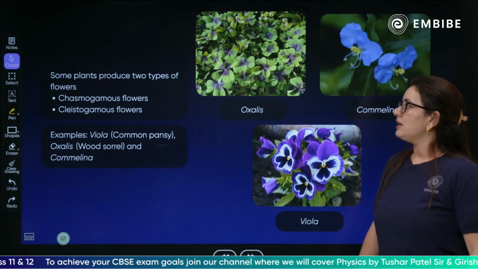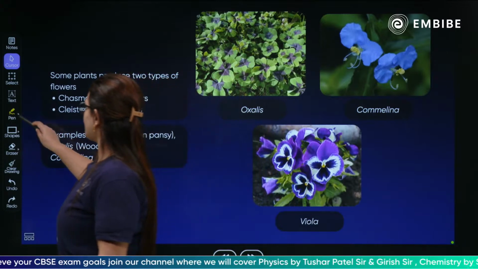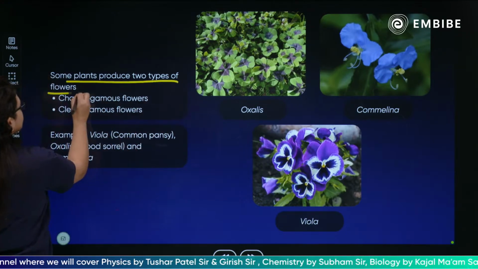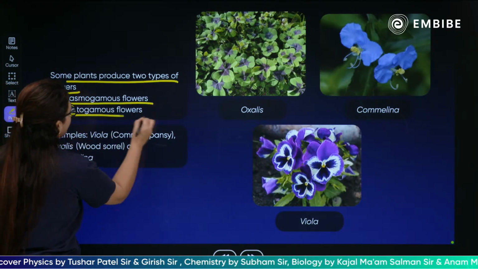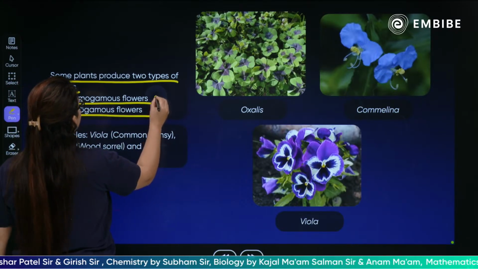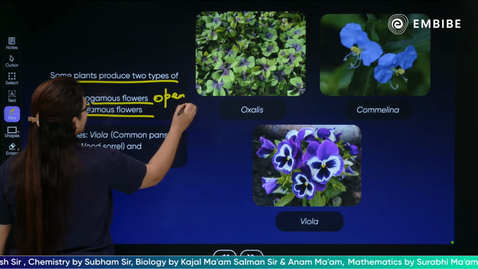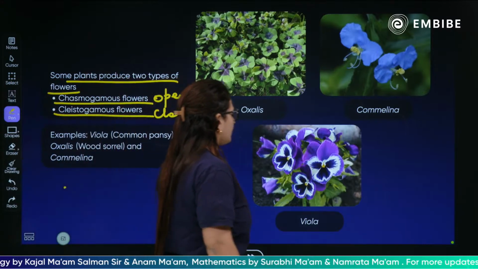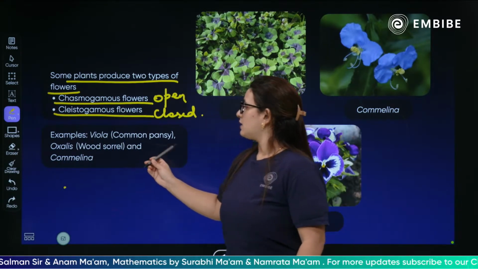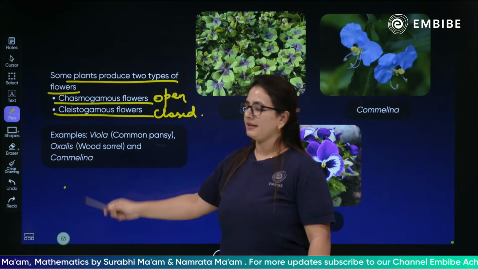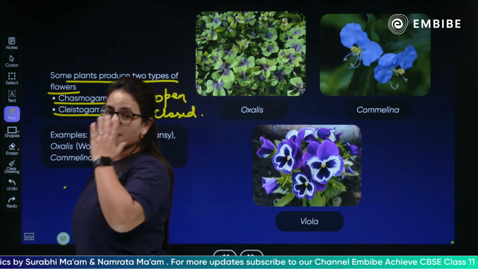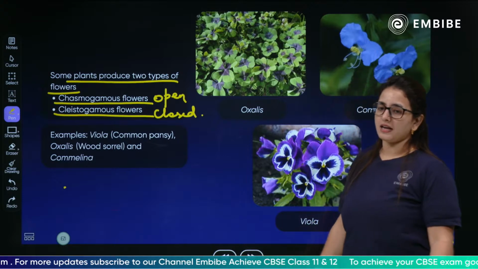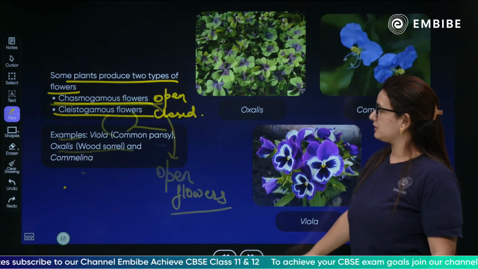Talking more, children, we have discussed that there are two types of flowers existing. One is the Chasmogamous flower, the other is the Cleistogamous flower. Chasmogamous flowers are open flowers. Cleistogamous flowers are closed flowers. The common examples are common pansy, viola, oxalis and commelina. The open flowers and the closed flowers. We have already discussed this.